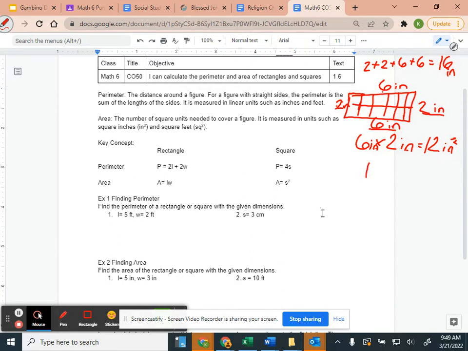Some of us accidentally put our square like that. That's saying we're going to square the 12. That's saying it's going to be 144. We don't want to square the number. We want to square the measurement. So that measurement, the measurement over here is what is getting squared. So the difference between perimeter and area: perimeter, we're adding up all of the sides. Area is we're figuring out how much it would take to cover that inside.